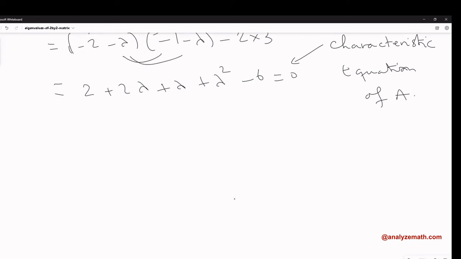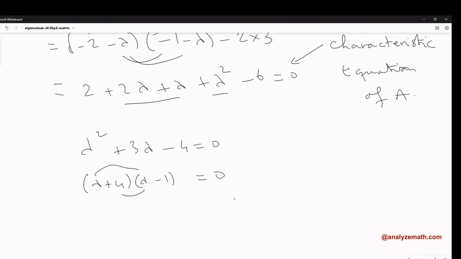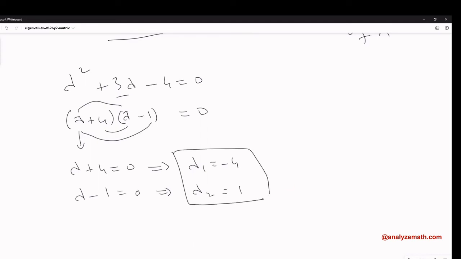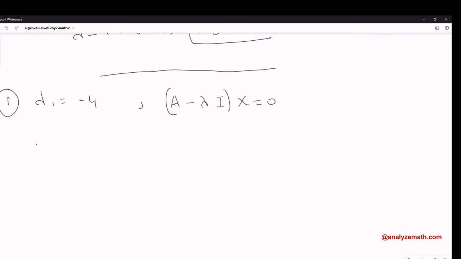Now let's group: lambda squared, 2 lambda plus 3 lambda, 2 minus 6 equals minus 4, equal to 0. This is a quadratic equation, easy to solve, easy to factor: lambda plus 4, lambda minus 1. Let's check: lambda squared, 4 lambda minus lambda is 3 lambda, and 4 by minus 1 gives me minus 4. Let's solve lambda plus 4 equal to 0. That gives me the first solution, lambda sub 1 equal to negative 4. Lambda minus 1 equal to 0 gives me the second solution, lambda sub 2 equal to 1. So I finished the calculation of the eigenvalues.